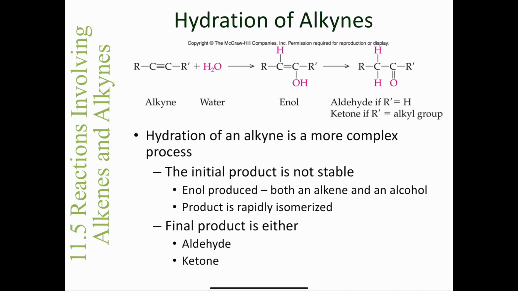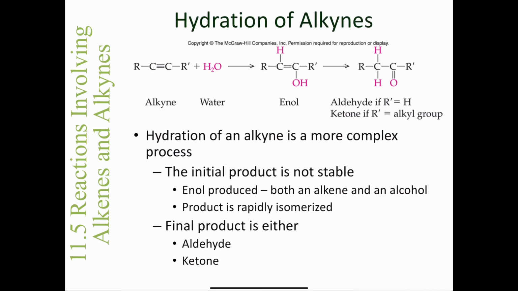Hydration of an alkyne is a more complex process because the initial product is not stable and is rapidly isomerized. As you would expect, the product is an alcohol, but in this case, one in which the hydroxyl is bonded to one of the carbons of a carbon-carbon double bond. This type of molecule is called an enol because it is both an alkene and an alcohol. The enol is immediately isomerized into either an aldehyde or a ketone, as is shown in the reaction on the top here.